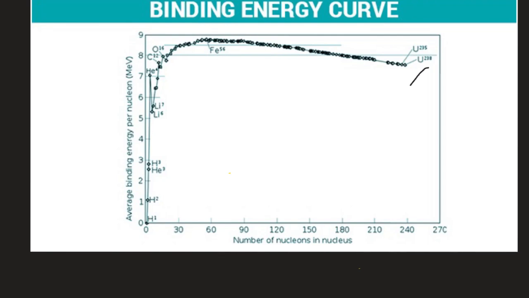Okay, now we have to know about the binding energy curve. Along the x-axis we have the number of nucleons inside the nucleus, and along the y-axis we have the average binding energy per nucleon. If you look, from 0 the binding energy starts to increase till helium, then decreases, then again increases, a bit of a hump here, then this is the peak here.